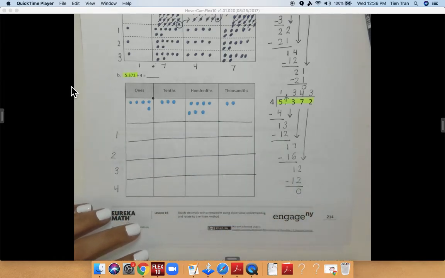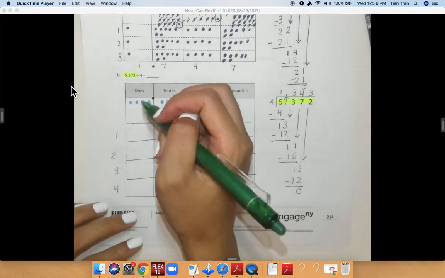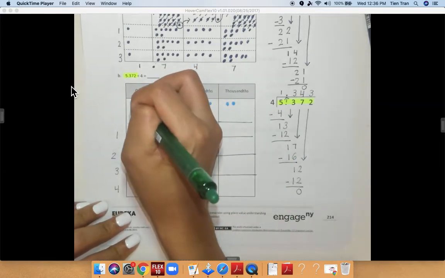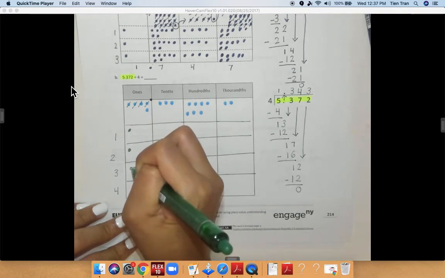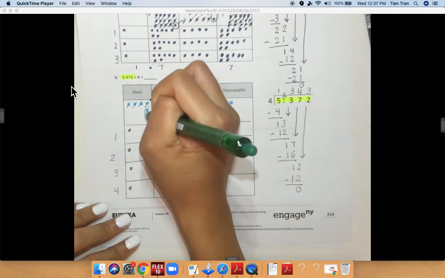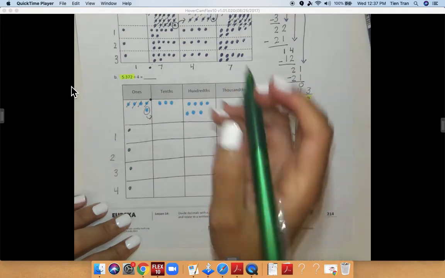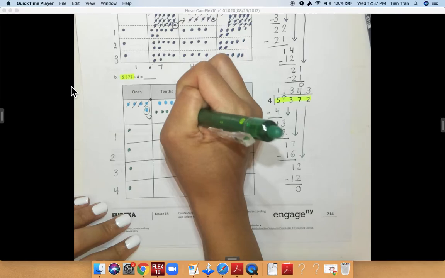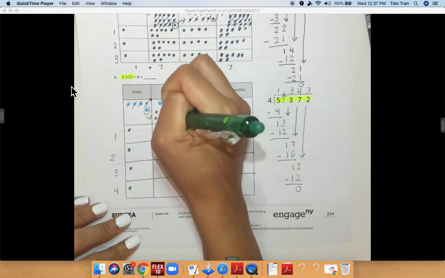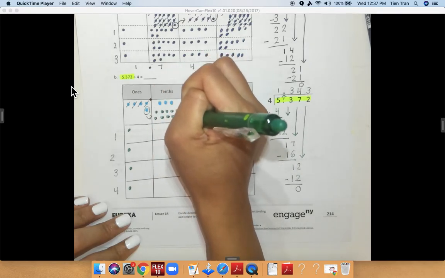Now, what if I were to try to do that as a place value chart? So I'm going to try to do it here. So I can distribute 4 of these, right? 1, 2, 3, 4. And this one is going to have to move over. So that's 10 pieces. 1, 2, 3, 4, 5, 6, 7, 8, 9, 10.